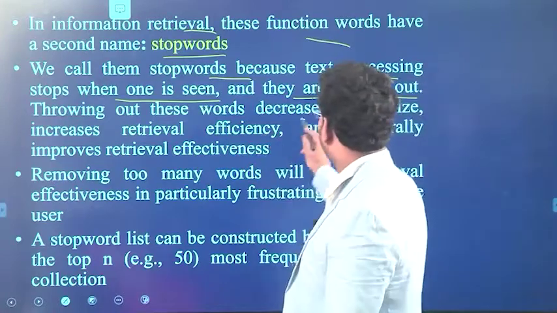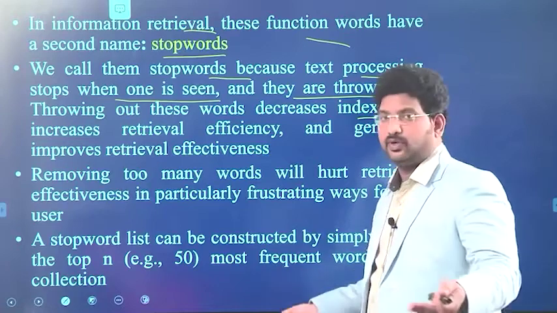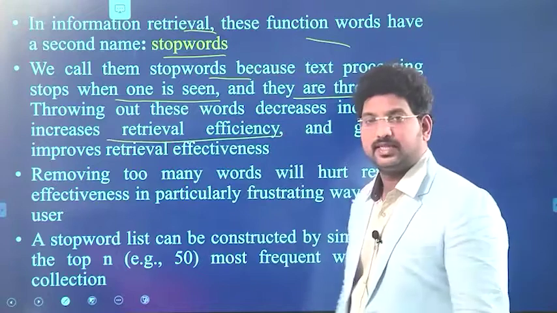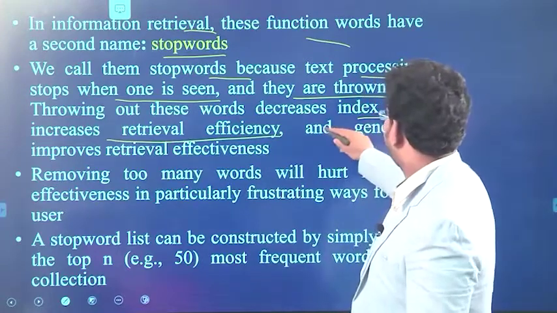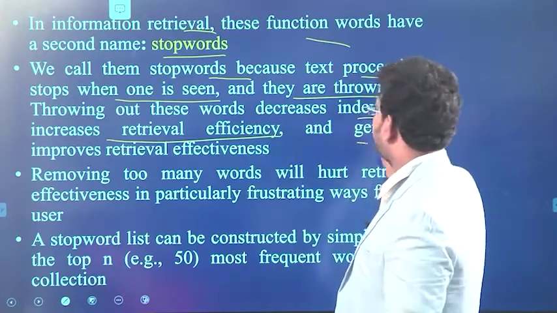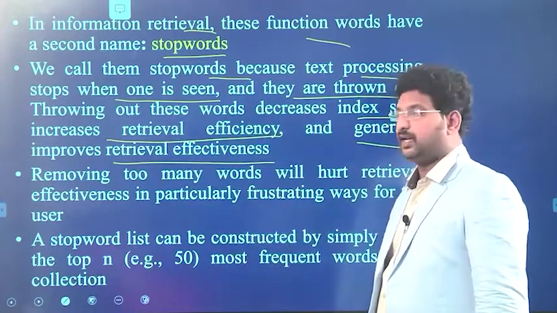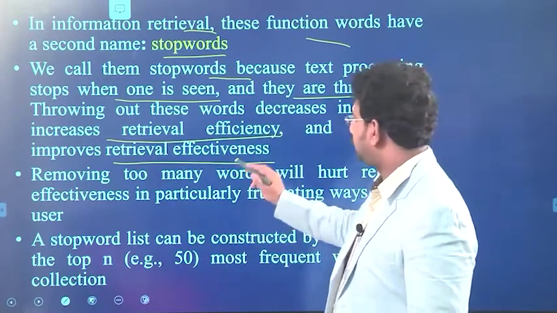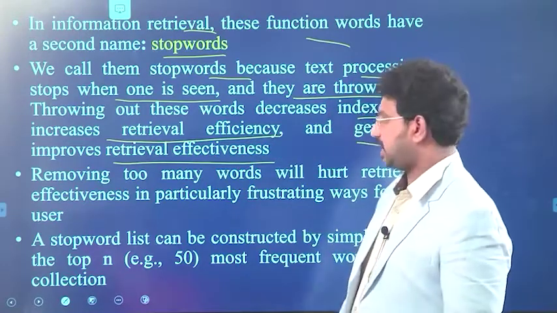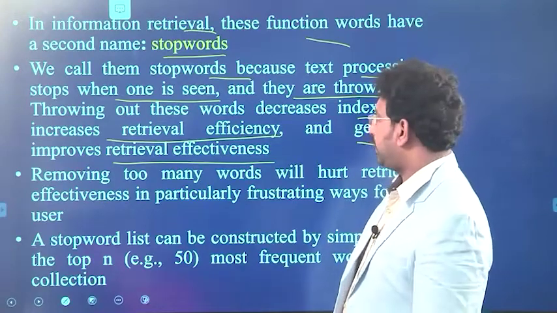Throwing out these words obviously decreases the index size, increases retrieval efficiency, and generally improves what? Retrieval effectiveness. So it improves effectiveness, increases retrieval efficiency and decreases the index size. That is one of the advantages when you go with stopping.